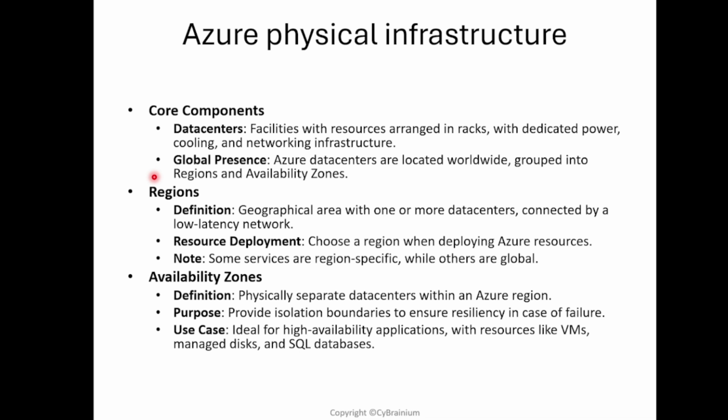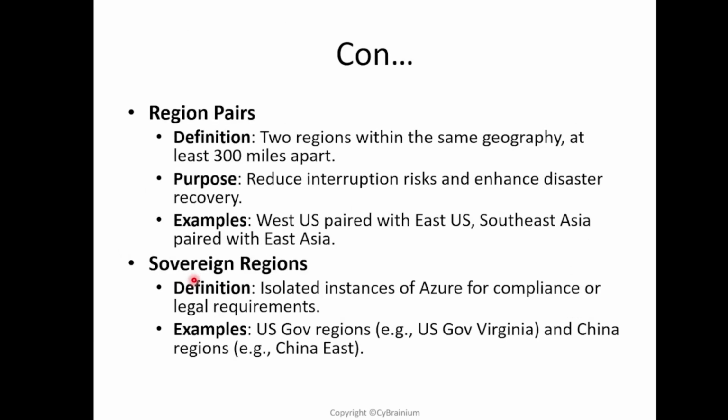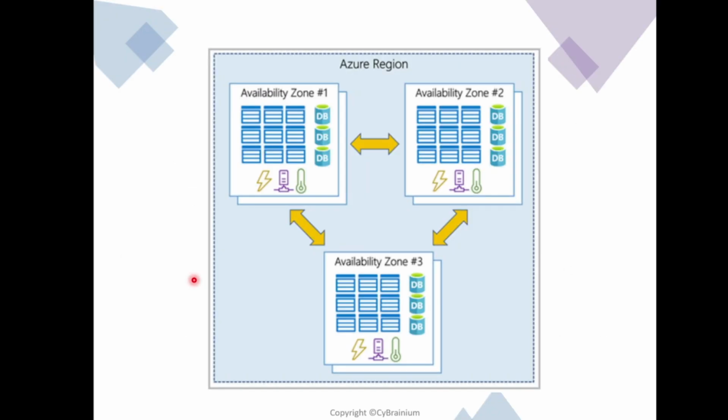For example, I'm in Central India. Central India is one of the Azure regions. The Central India region is located in Pune. Now, in this region, the Pune region which we call Central India, there can be multiple zones. So let me try to make it more clear to you guys.